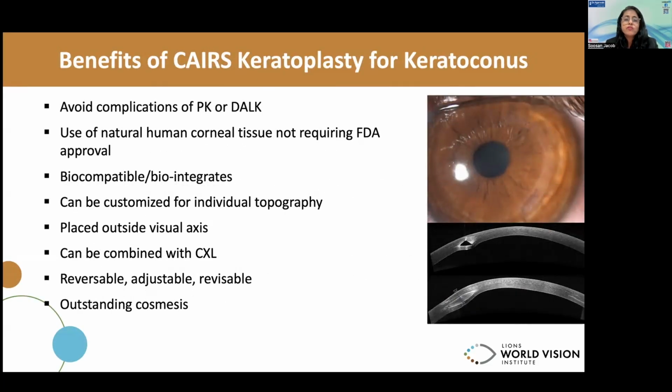What are the benefits of CARES keratoplasty for the treatment of keratoconus? One is, of course, the big one: you can avoid complications of penetrating keratoplasty or DALK. You can always use natural human corneal tissue, and this does not really require any special FDA approval. In addition, corneal tissue, we know, is very biocompatible, it biointegrates well, and we have a long history of safe usage of corneal grafts.